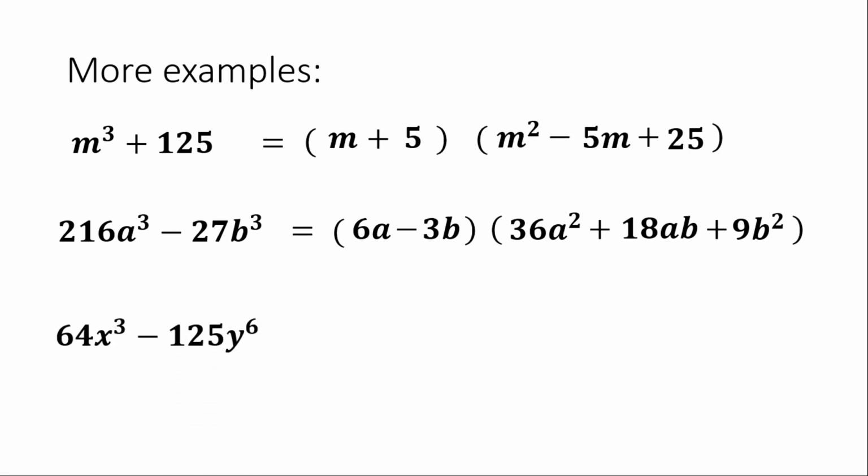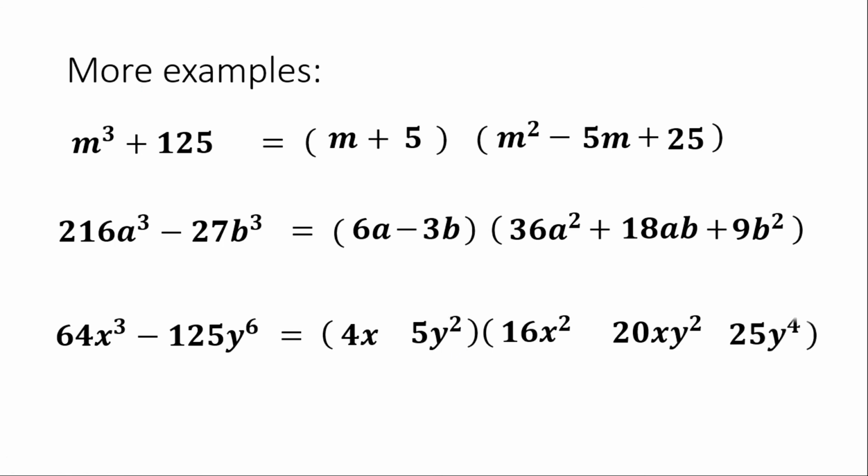And next, let's factor 64x cubed minus 125y to the 6th power. Kuhain natin yung cube roots nila. We will have 4x and 5y squared. Square natin yung first term na 4x, we will have 16x squared. Multiply natin yung dalawang term, and we will have 20xy squared. Now, let's square the second cube root, which is 5y squared, so we will have 25y to the 4th power.